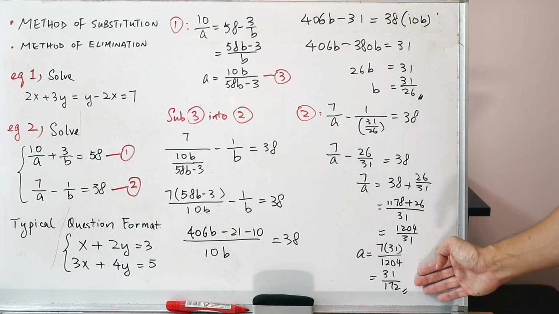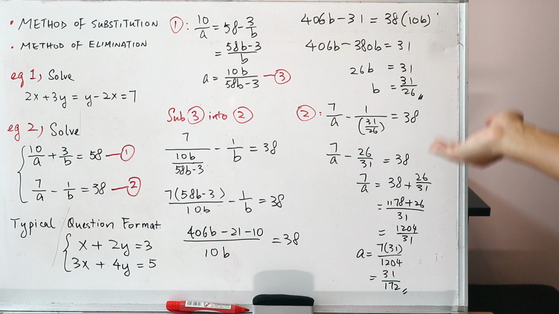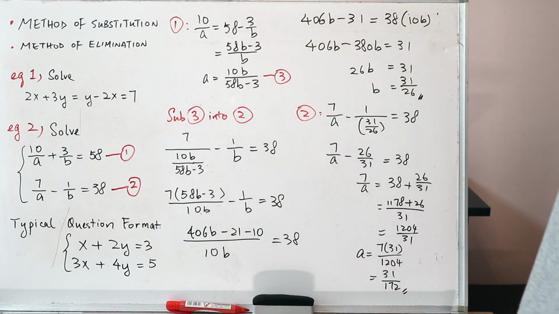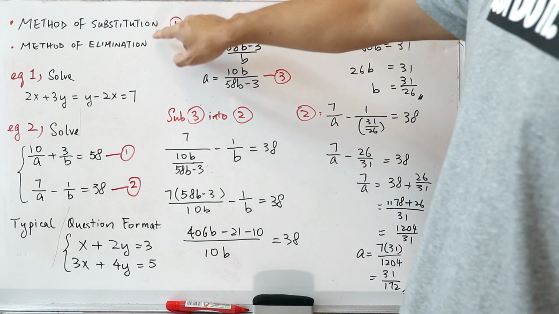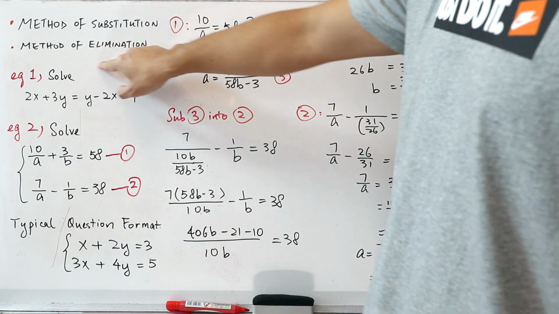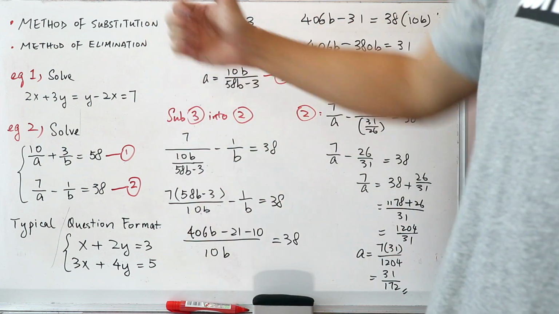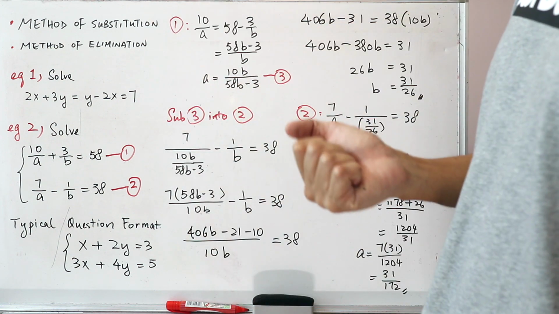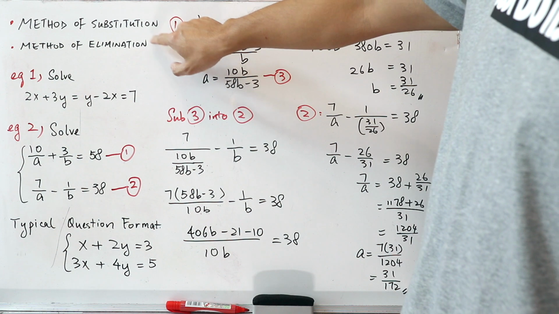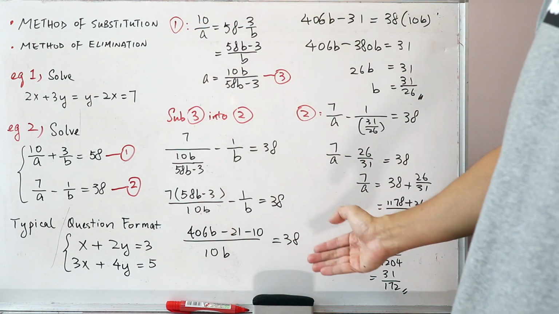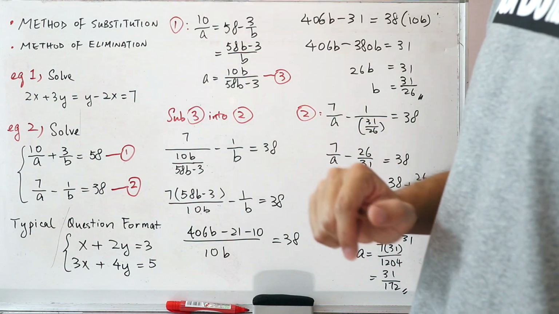So both the values of a and b are exactly the same as when I used method of elimination to find a and b. So I've shown you both methods, method of substitution and method of elimination. Okay, so it's up to your choice as to which one you want to use. But like I said, I recommend you to use method of elimination if possible, because it usually involves fewer steps than using method of substitution. Okay?